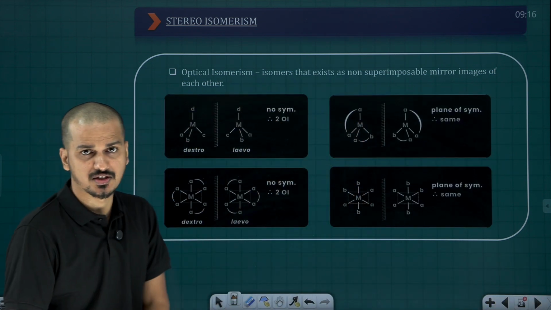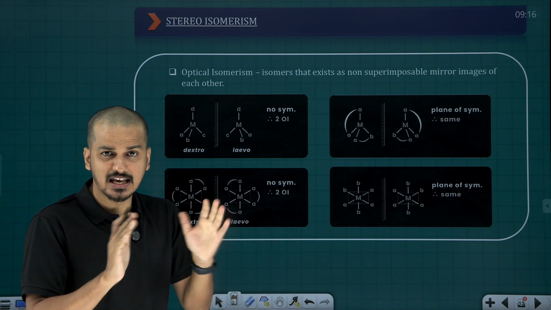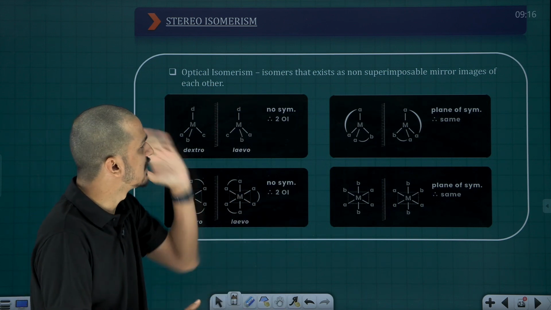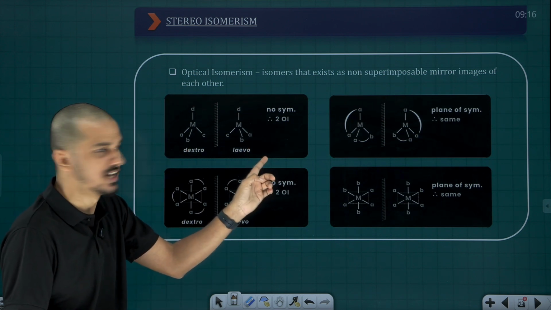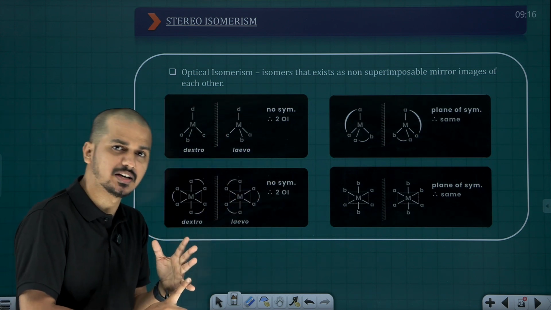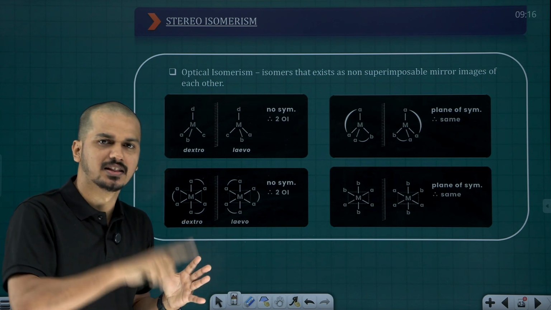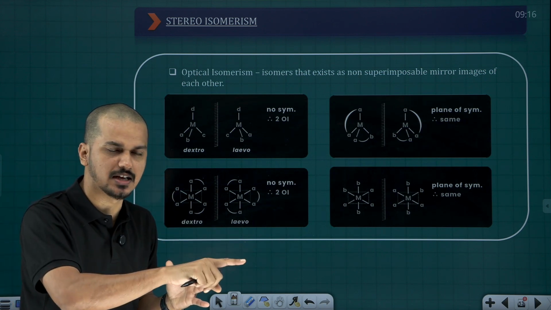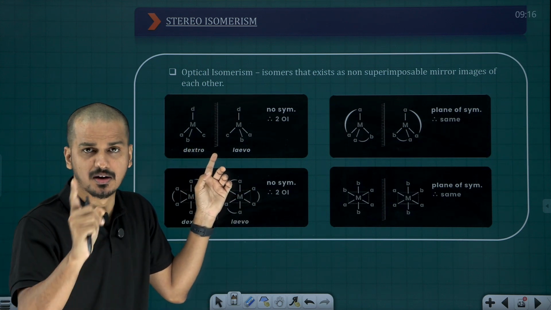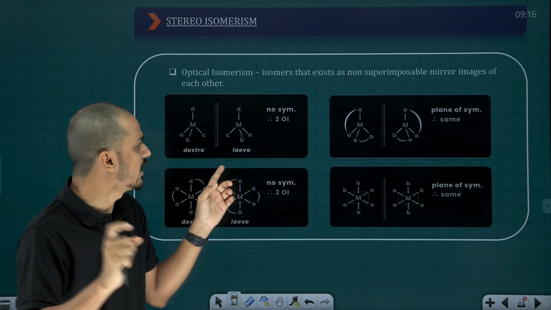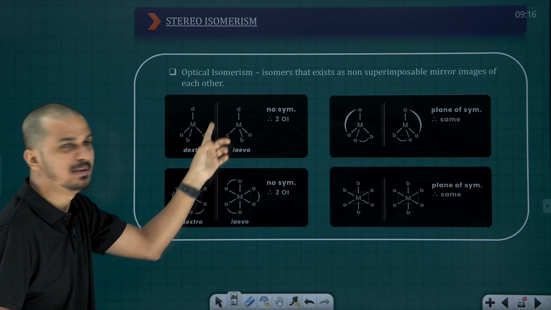Then optical isomerism. Optical isomerism means they have different optical activity but the same chemical formula. So here you can see dextro as well as levo. Dextro means they have a tendency to rotate plane polarized light towards the right. Levo means they have a tendency to rotate plane polarized light towards the left. Both are non-superimposable mirror images, so that's why they are called enantiomers.